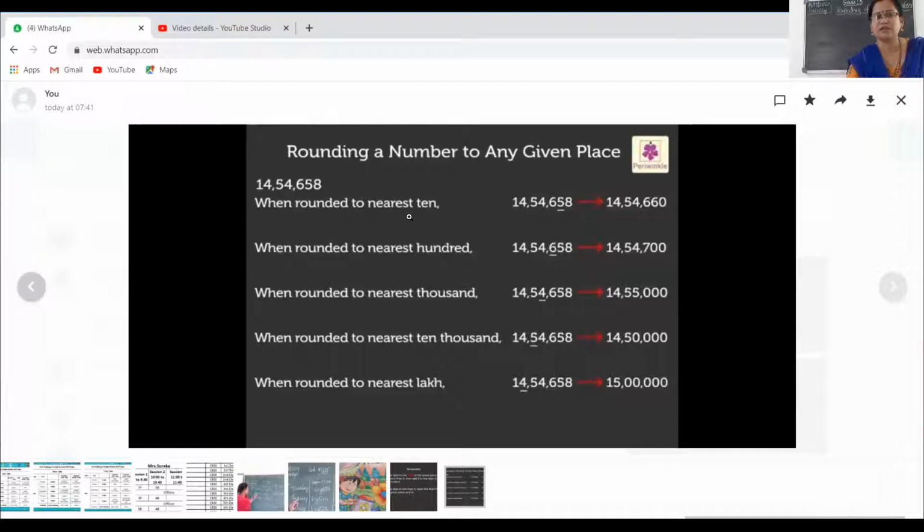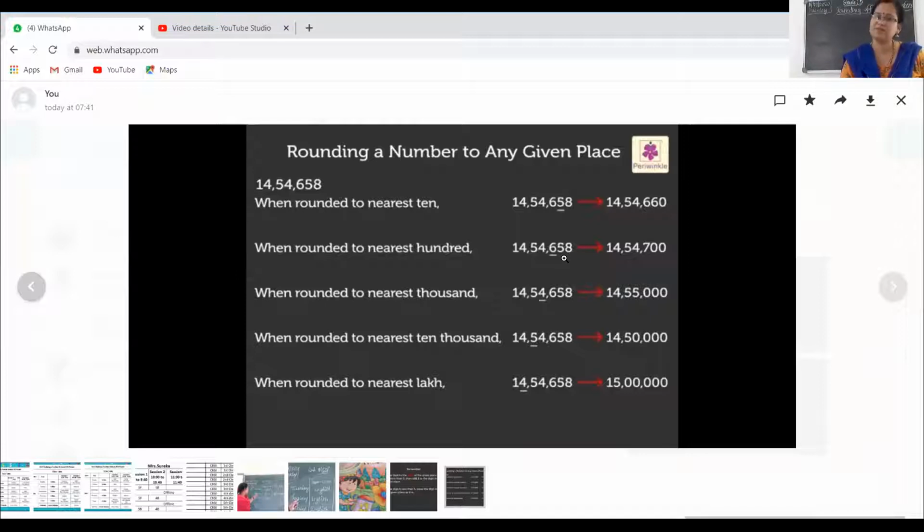Now see the digit. 10 means you have to look at the digit 5. You have to underline it. Now ahead of this, 8 is there. So 5 will become 6 and 8 will become 0. Is it clear children? Let me go ahead with the nearest 100. So underline the hundreds digit, that is 6. And then in front of it, it is 5. I told you if it is 5 or more than 5, you have to increase the digit.